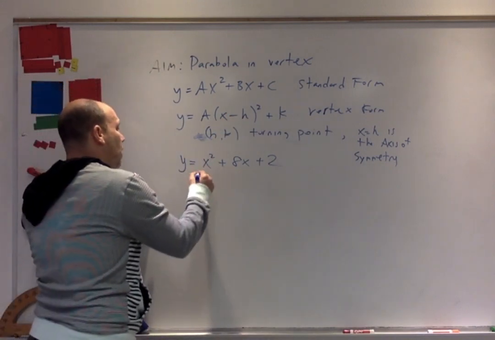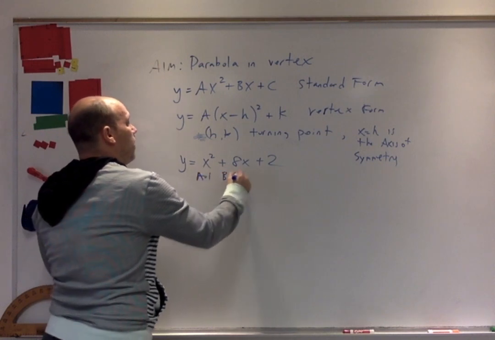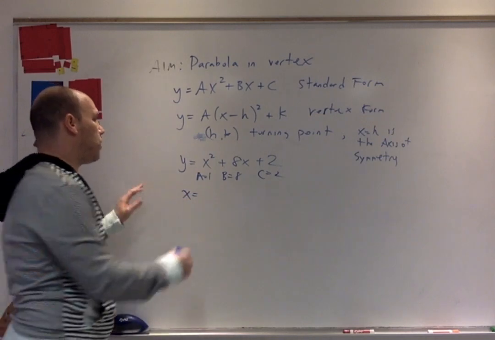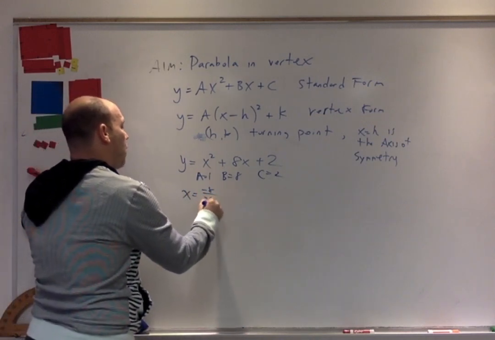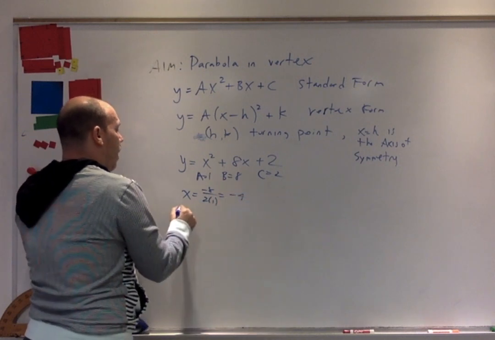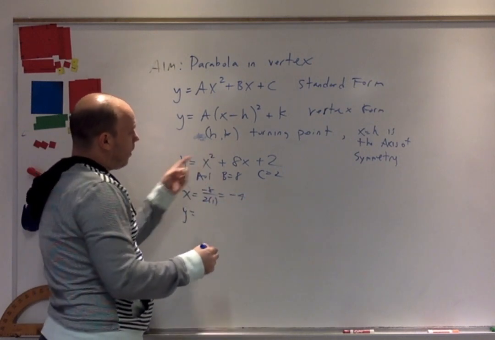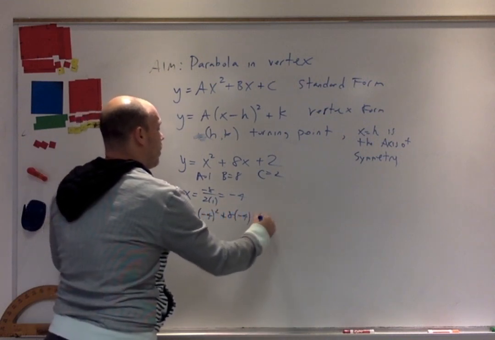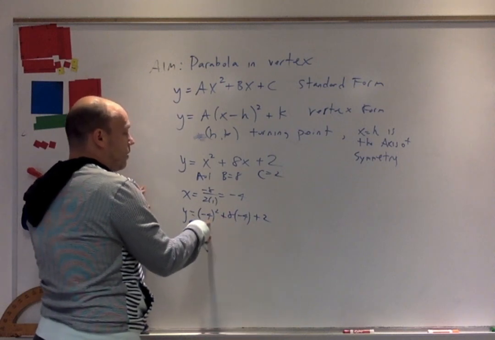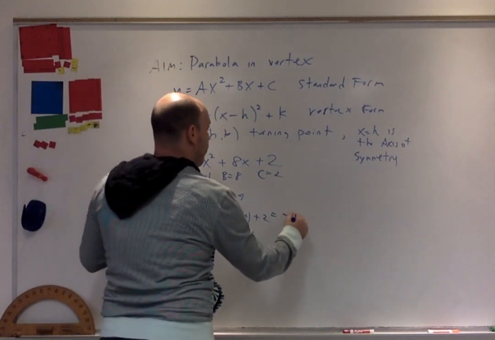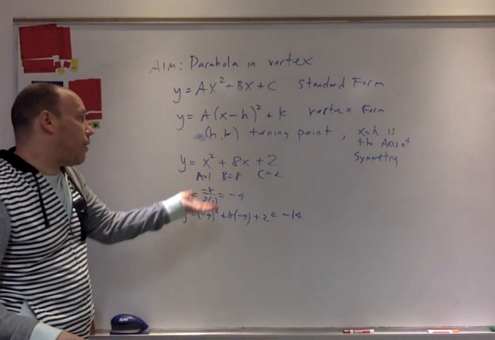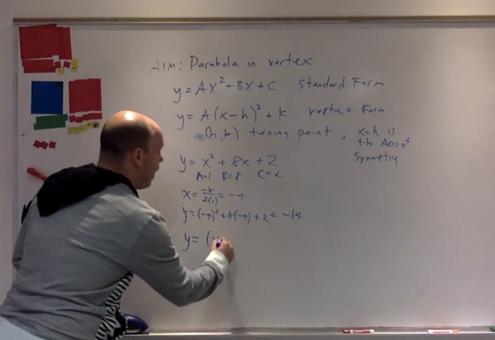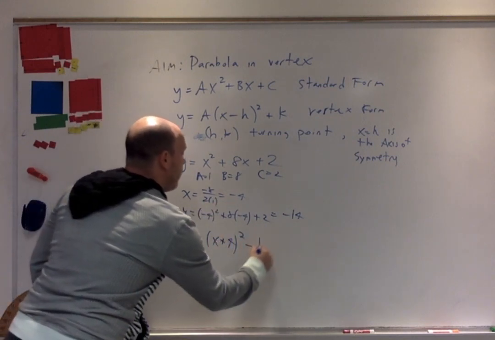So I know that my a is 1, my b is 8, my c is 2. My axis of symmetry has the equation x equals negative 8 over 2 times 1, which is negative 4. I found the y by plugging the negative 4 back into the original equation. Negative 4 squared plus 8 times negative 4 plus 2. 16 minus 32 is negative 16, plus 2 is negative 14. And therefore, the equation allows me to write it as y equals (x plus 4) squared minus 14.